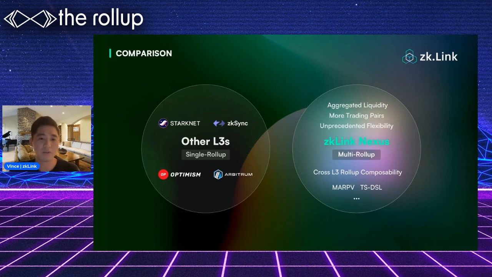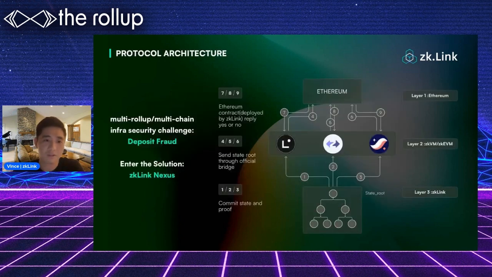And there are also unique features compared with other layer 3s, such as multi-application recursive proof verification, which is a new design that we propose, and a new feature called the trading-specific domain-specific language, which we also call TS-DSL. It is a kind of script that gives application builders more flexibility to build certain product features, such as copy trading, social trading, and grid trading, to build more feature-rich trading applications.